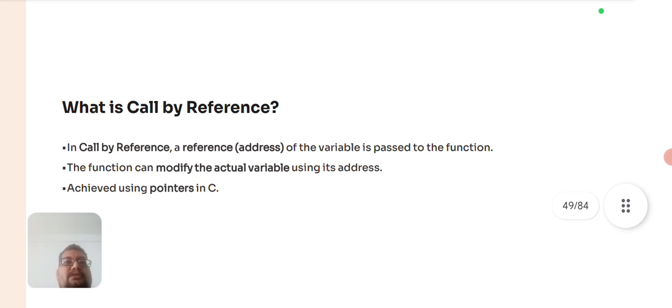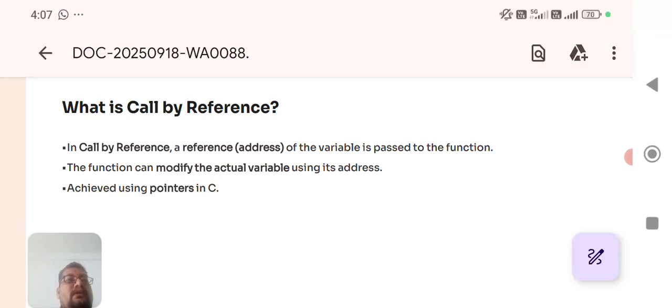What is call by reference? Call by reference means the address of the variable is passed to the function. The function can modify the actual variable using its address, using pointers in C. So this is the conclusion for now.